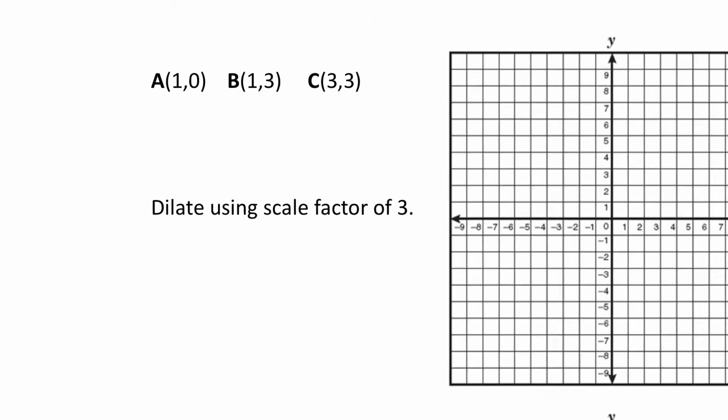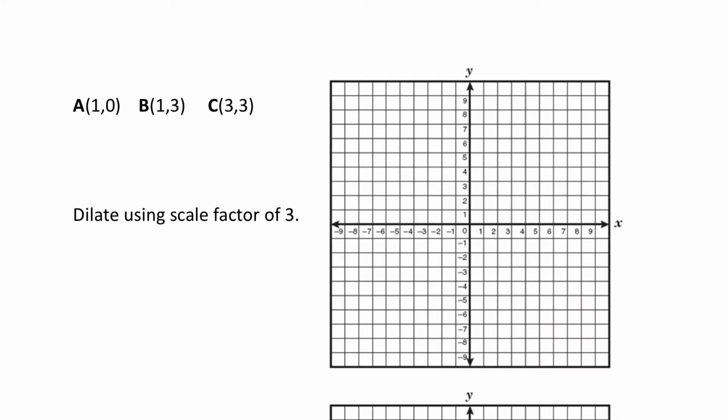Look at this paper here. So the first thing we're doing is plotting these 3 points. A's at 1, 0, B's at 1, 3, and C's at 3, 3. Okay, so the original triangle looks like this.